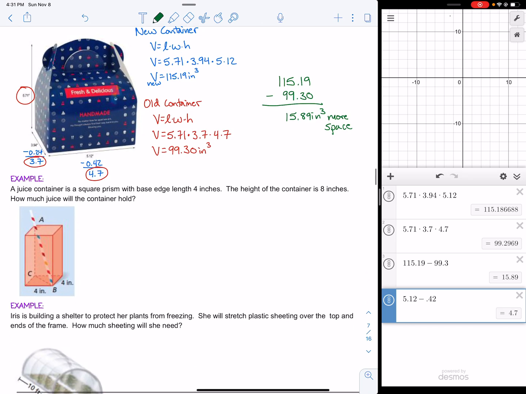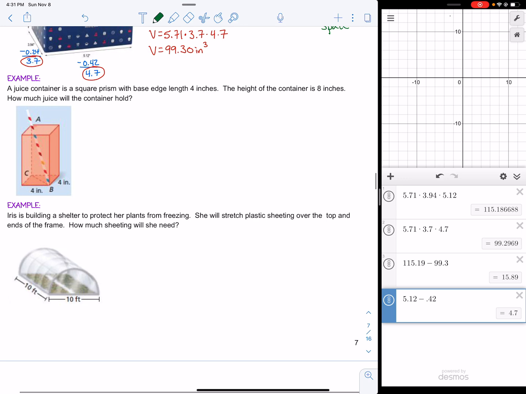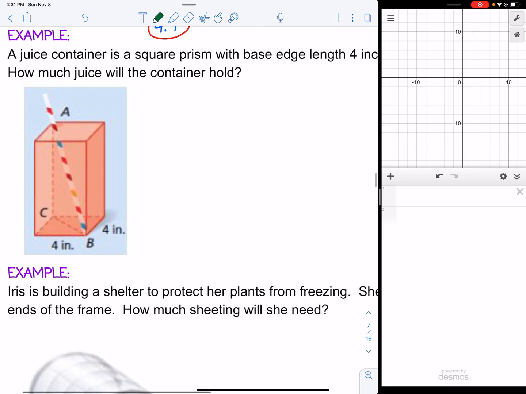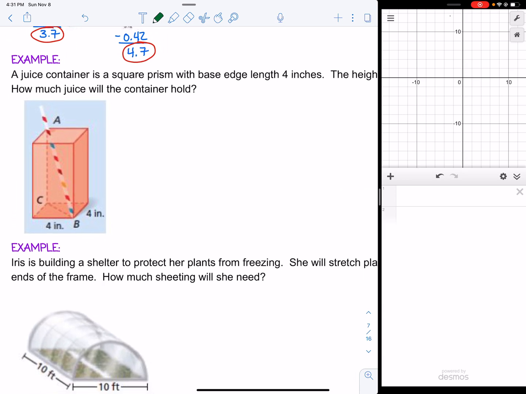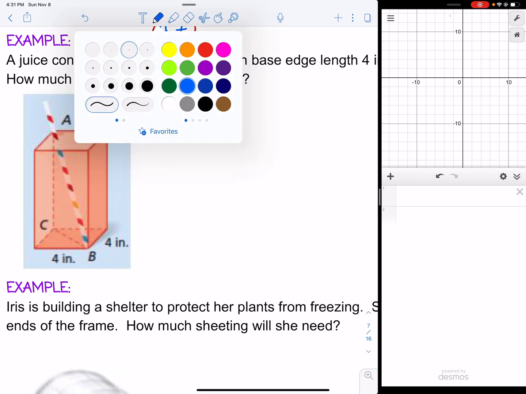Let's take a look at the juice container example below that one. It says a juice container is a square prism. I'm gonna clear out my calculator. It is a square prism with a base edge length of 4 inches. The height of the container is 8 inches. How much juice will the container hold? So it looks like a rectangular, or they said a square prism. So it's a square prism. If it's a square prism, then we multiply the area of the base times the height.